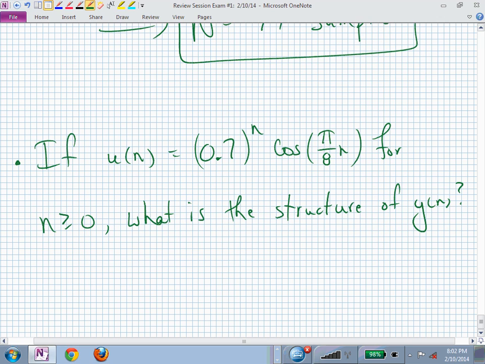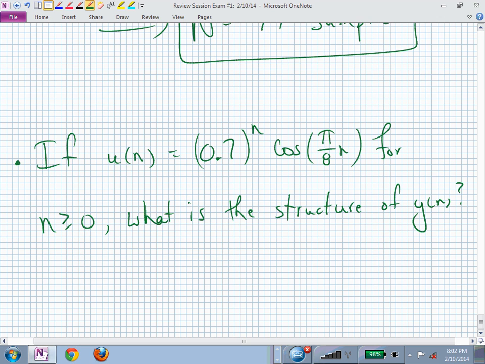But you can convert this, if you have a phase shift, by trig, right? Cosine of a plus b. And then you get rid of that phase shift. You just have exponentially damped sine and exponentially damped cosine. And you can z-transform those. But now you can tell me what the structure of y of n is pretty quick, I hope.